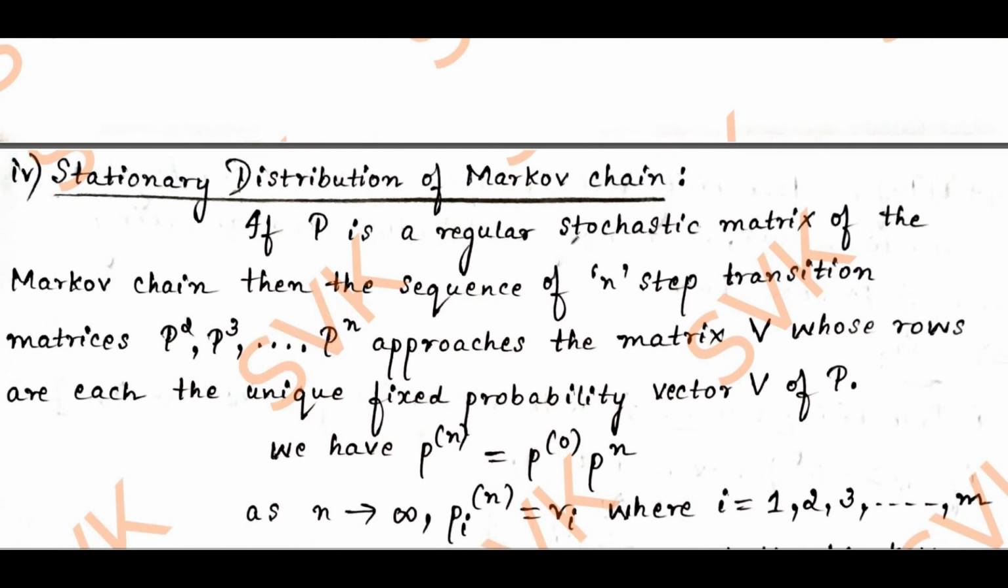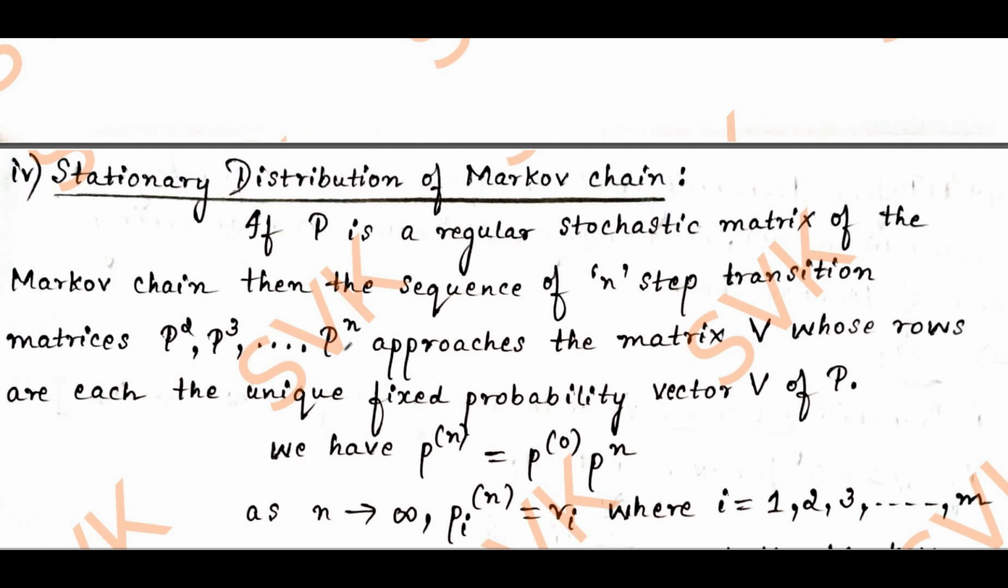Going with another definition, stationary distribution of Markov chain. If P is a regular stochastic matrix of a Markov chain, then the sequence of n-step transition matrices, as I said when solving the Sandro car problem, where we consider 3 steps, like that we find P square, P cube, up to P power n, approaches the matrix V whose rows are each the unique fixed probability vector of P. Whatever component is inside that P power n will be equal to the unique fixed probability vector called V.